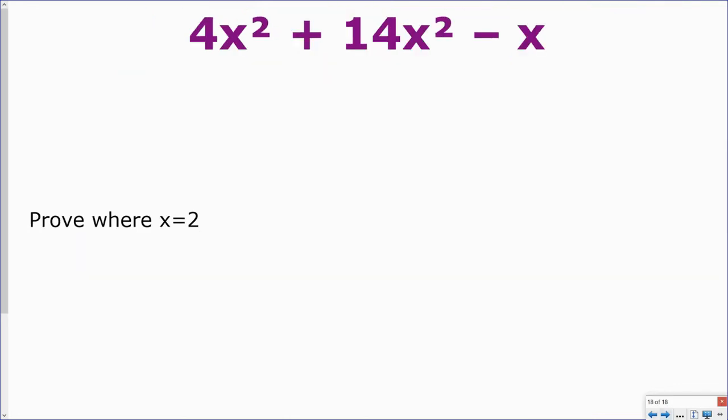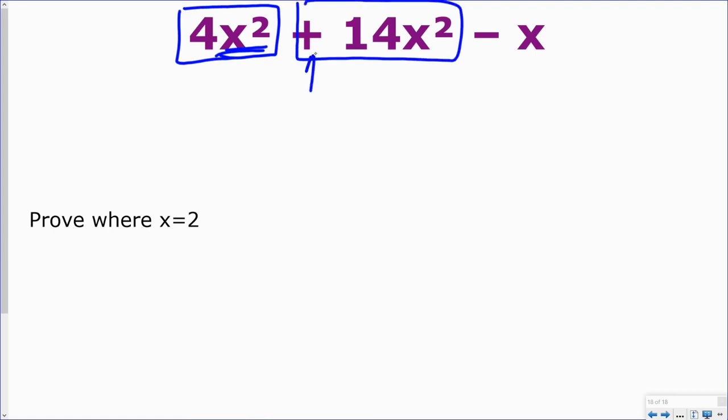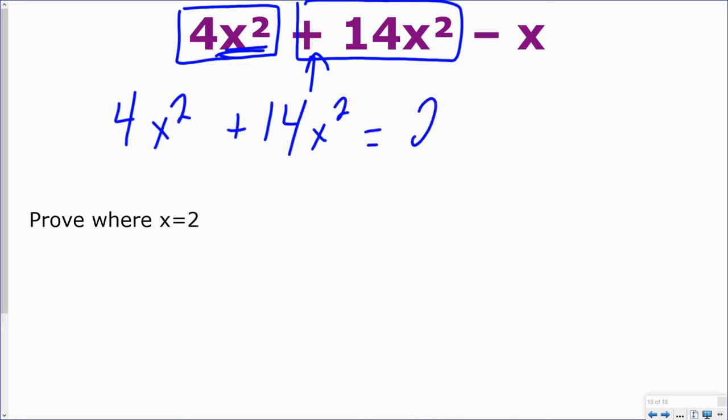Here we have 4x squared plus 14x squared minus x. So again, first thing I'm going to look for are my groups of x squared. So here's 4x squared. Well, here's plus 14x squared. And again, remember that that plus comes along with it. So I then would have 4x squared plus 14x squared. And that gives me a total of 18x squared.